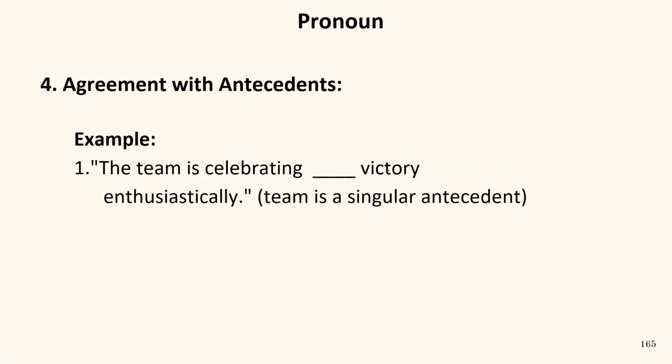The team is celebrating dash victory. Now, team is a collective noun. And I told you that the gender we use with a collective noun is neuter gender. So the word that we use in case of neuter gender is it. So the possessive case of it is its. So we can write, the team is celebrating its victory.